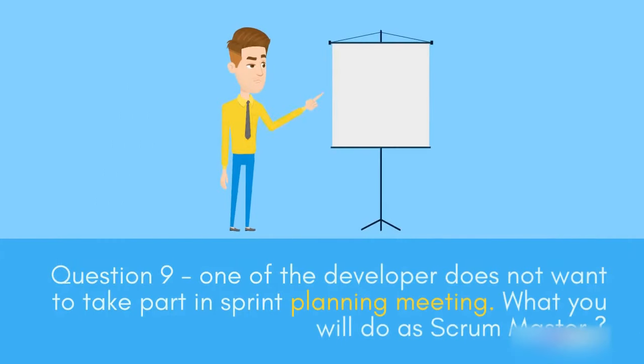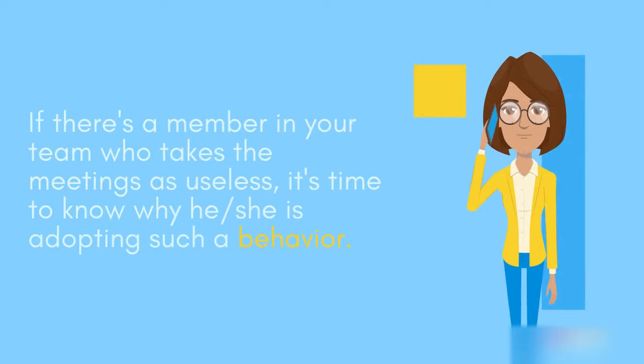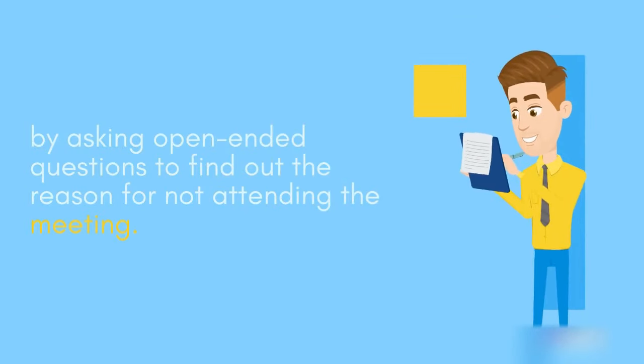Question 9. One of the developers does not want to take part in the sprint planning meeting. What will you do as Scrum Master? For a Scrum Master, it is important to understand the pulse of the team. If there's a member in your team who takes the meetings as useless, it's time to know why he or she is adopting such a behavior. The focus should be on the behavior rather than the individual. The Scrum Master should try to talk to the team member individually, asking open-ended questions to find out the reason for not attending the meeting.